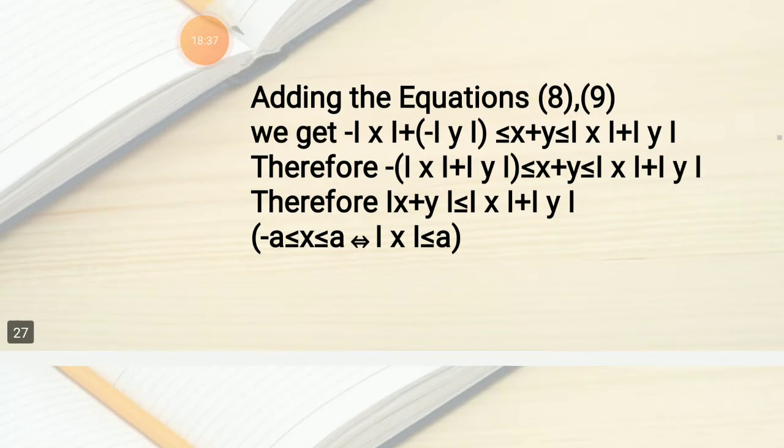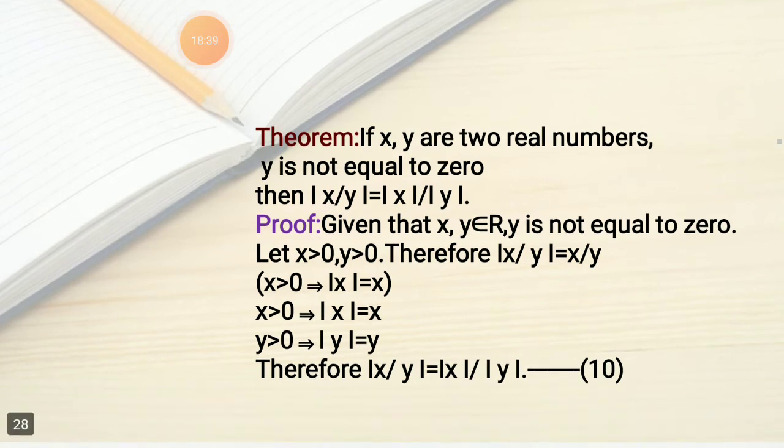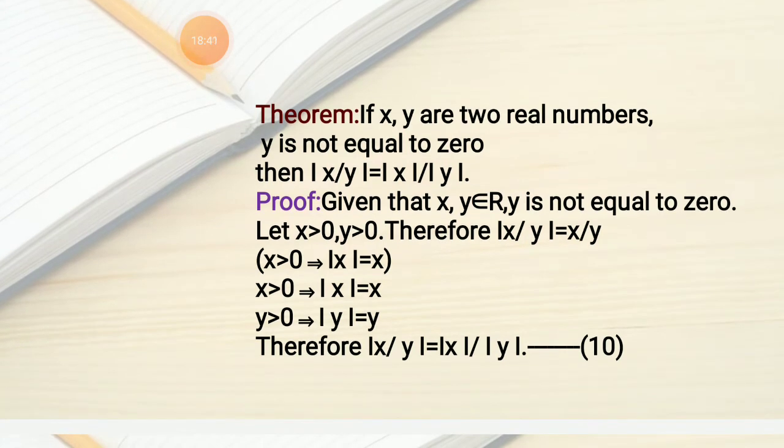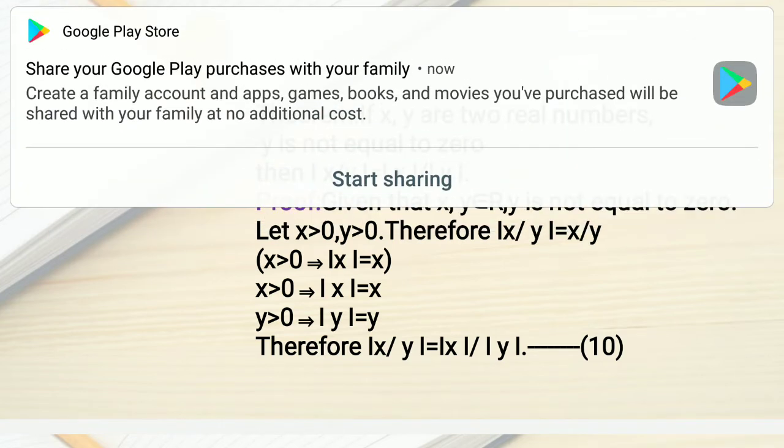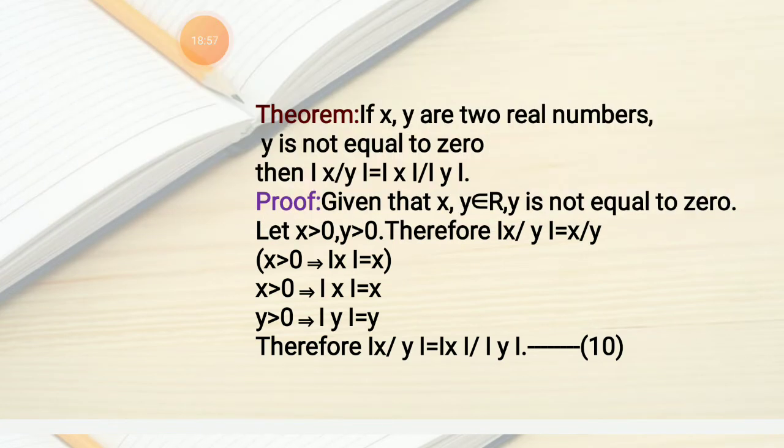Next theorem. If x, y are two real numbers and y not equal to 0, then mod of x by y is mod x by mod y. We can say the modulus of the quotient of two numbers equals the quotient of their moduluses.